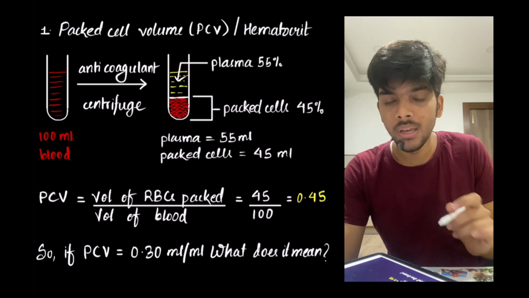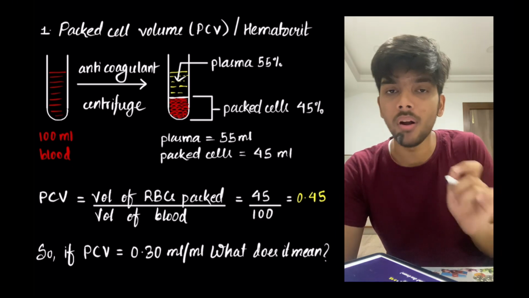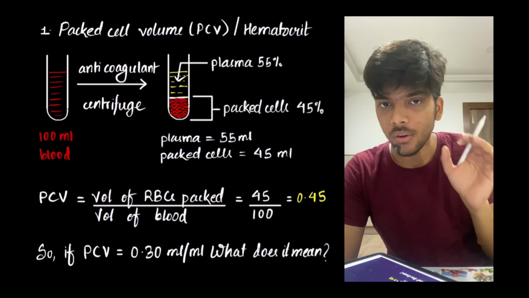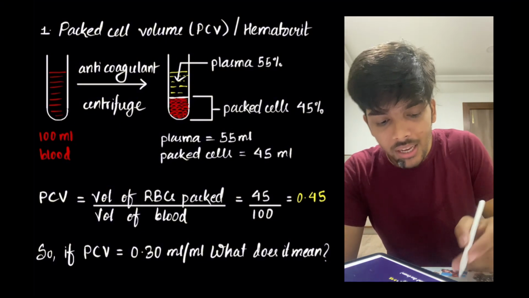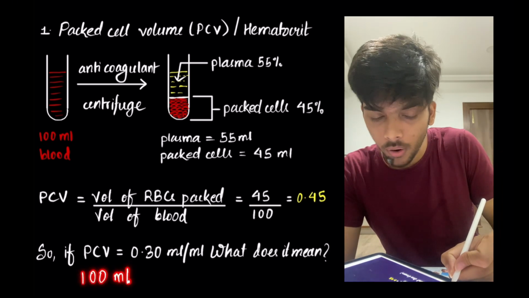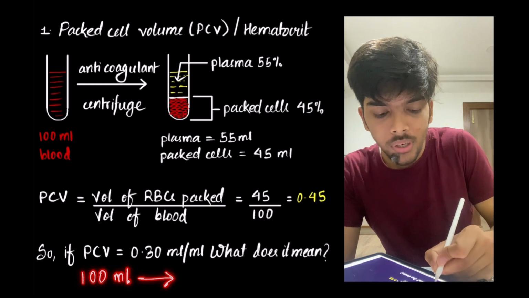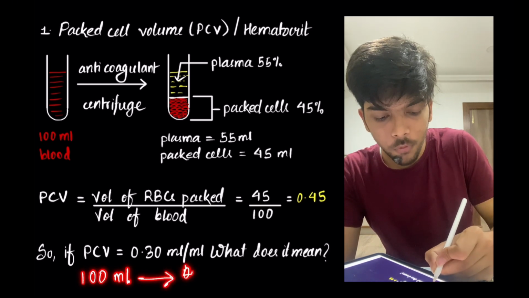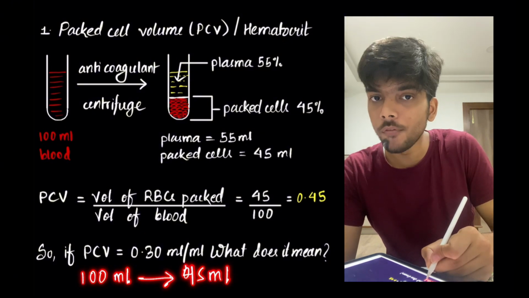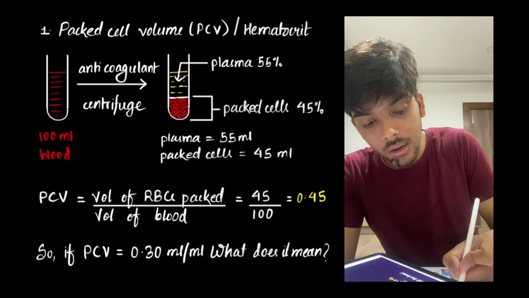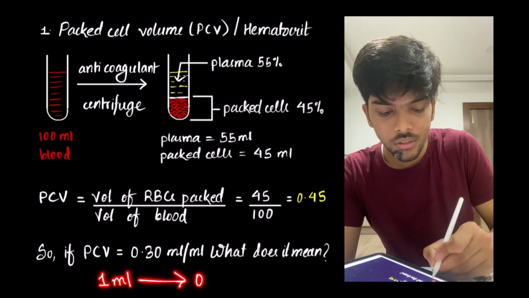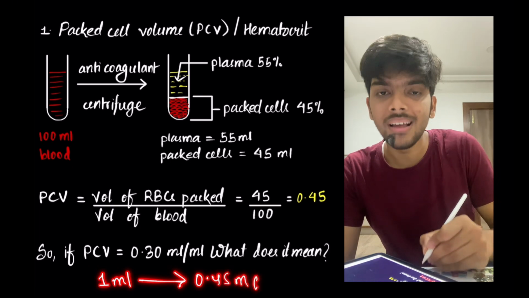Packed cell volume is the volume of red blood cells packed together per unit volume of blood that we have taken. So let's say if we have taken 100 ml of blood, then in a normal blood, out of 100 ml, 45% or 45 ml of this 100 ml is going to be the volume of red blood cells. If we have taken 1 ml of blood, 45%, that is 0.45 ml, is going to be red blood cells.